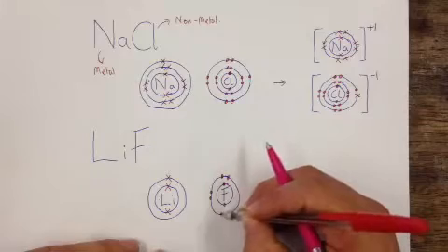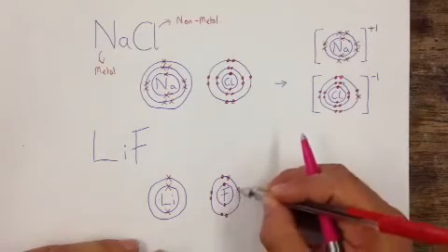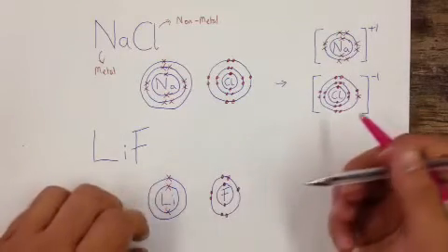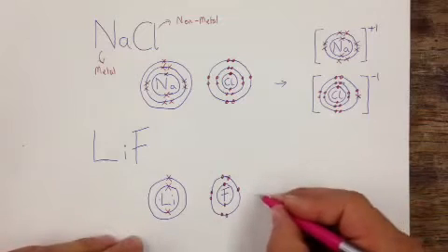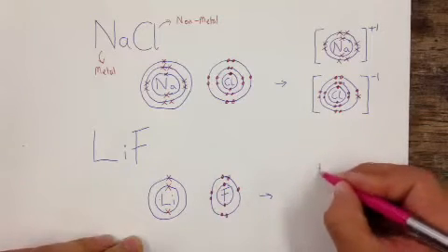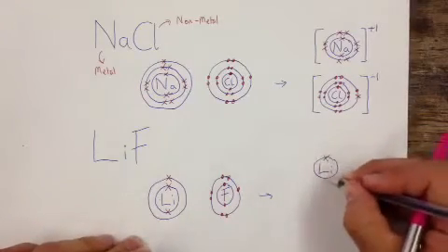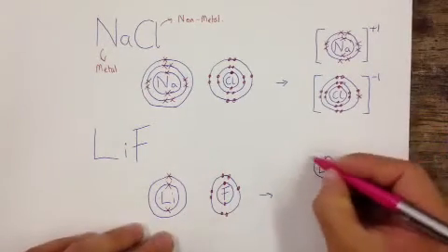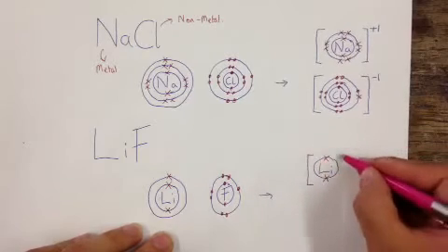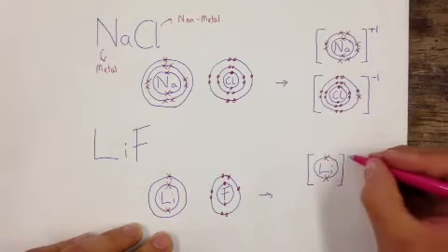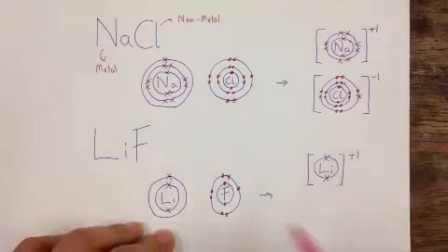And again, notice I'm using dots and crosses. And fluorine has 1 space, lithium has 1 extra electron. So what they're going to do, lithium is going to lose that outer electron, so it's going to be left with just its inner shell. Because it's lost that 1 electron, it's lost a negative charge, so overall it has a charge of +1.